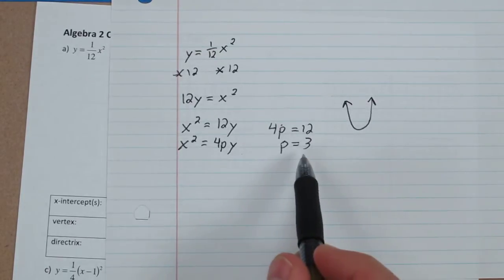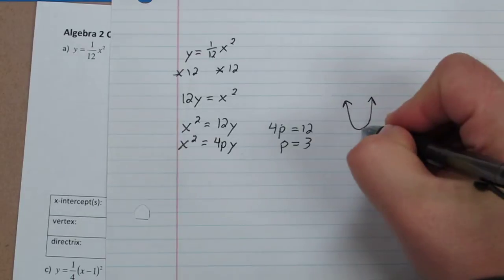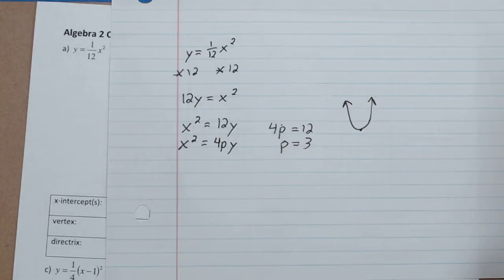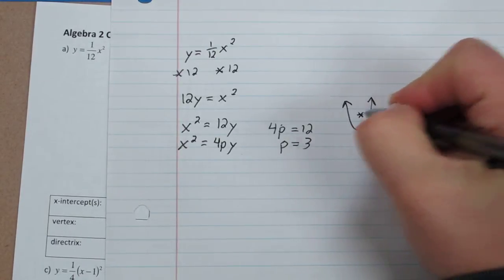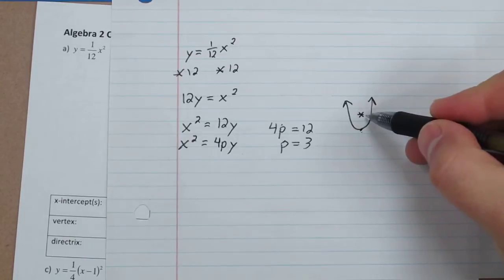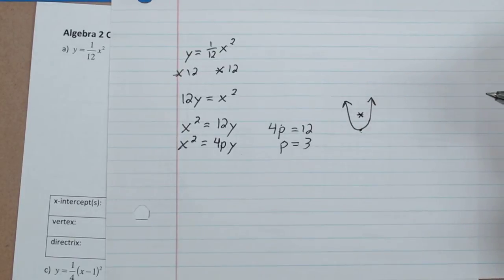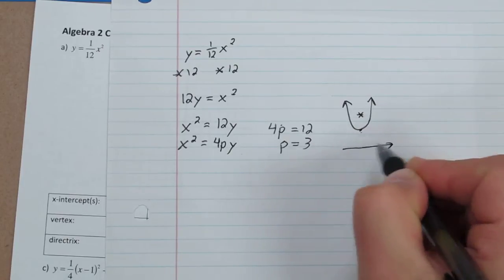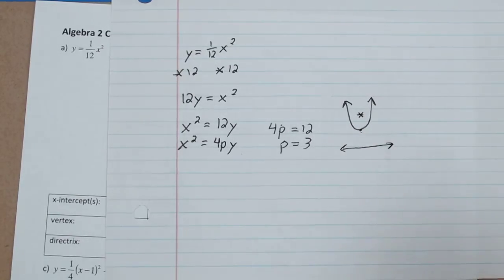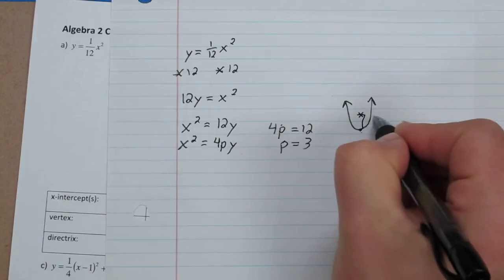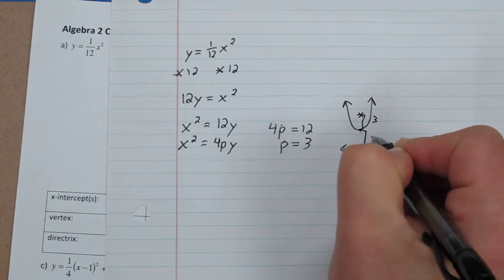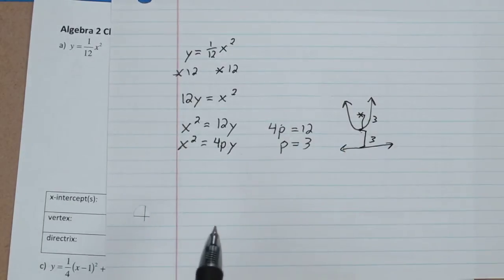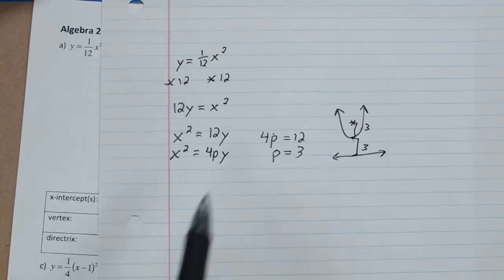Next, p tells us the distance from the vertex to the focus. This distance from the vertex to the focus is going to be 3 units. Also, if you go from the vertex down 3 units, you get the directrix. So this right here is 3, and this right here is 3 units. Using this information, let's start working on our graph.